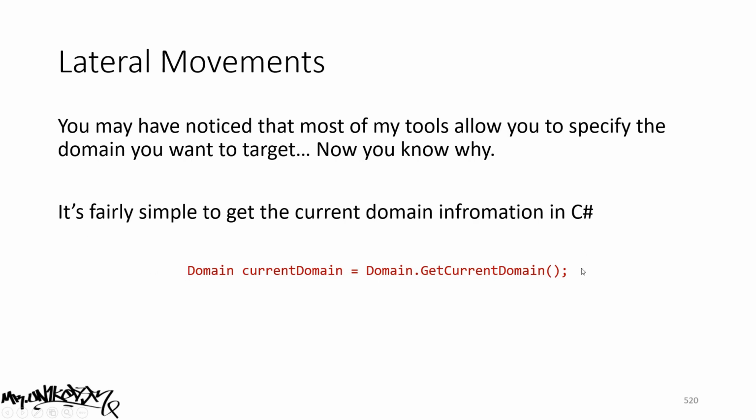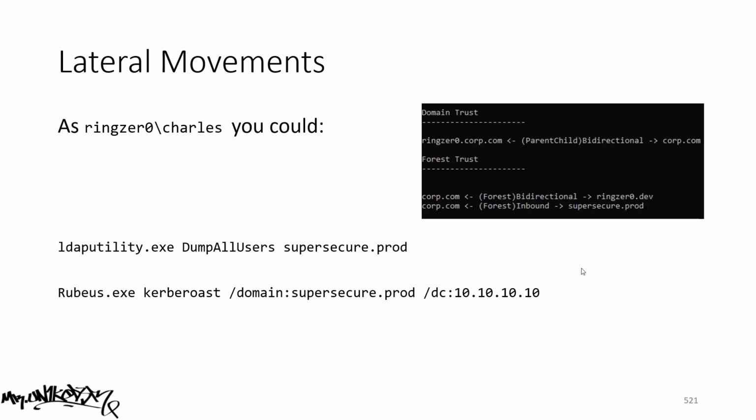Here's the one-liner C#. If you want to have your own toolsets to get your current domain, it's really nothing special. It's just that I purposely wanted to avoid that. As I said, as a ring0 Charles, you could do something like that: LDAP utility, dump all users in supersecure.prod because of the trust relationship that you have in here. And you could also Kerberoast accounts in this super secure domain because of the trust relationship that we have right now. So always give it a try.